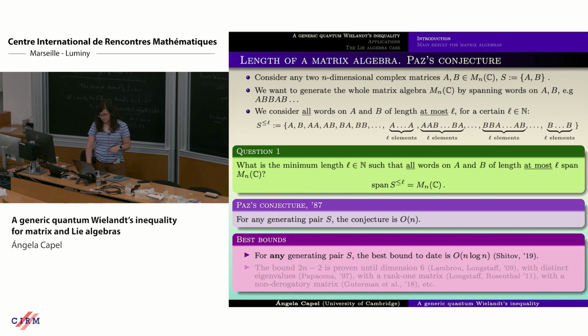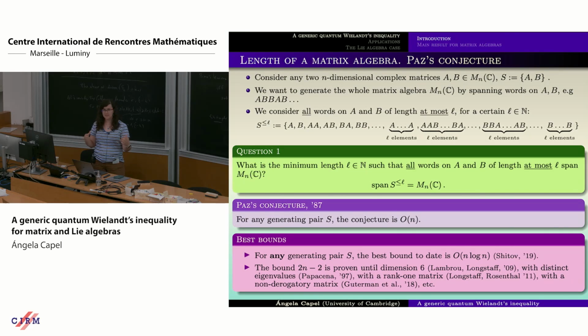And what could be proven was what I write here. So first of all, the best bound up to date is due to Shitov from 2019. And what he could prove is that the best bound is of order n log of n, so it has this log of n overhead. And the specific bound 2n minus 2, which is exactly what Paz conjectured, is proven up to dimension 6, so you can do it by hand essentially.